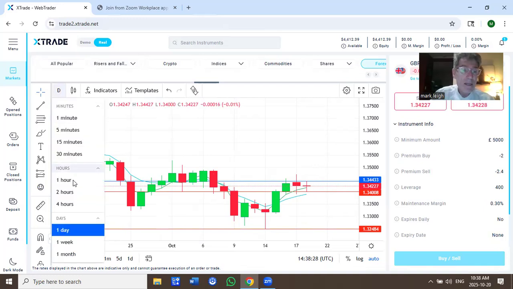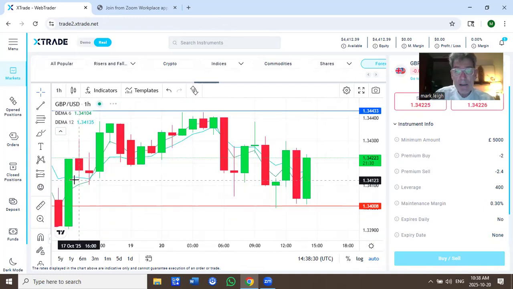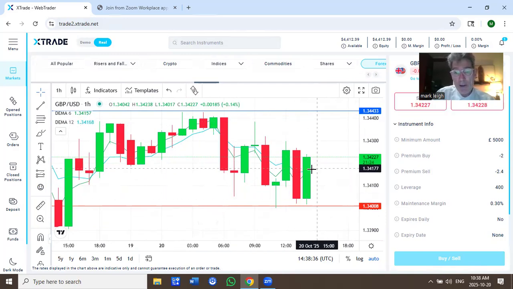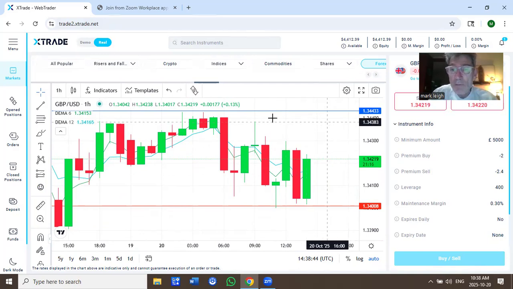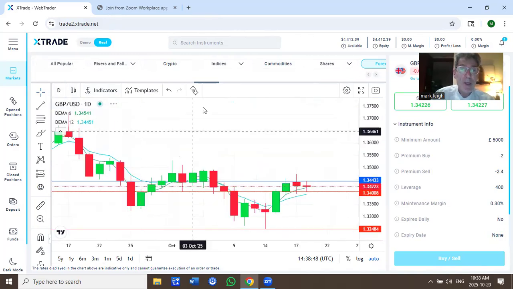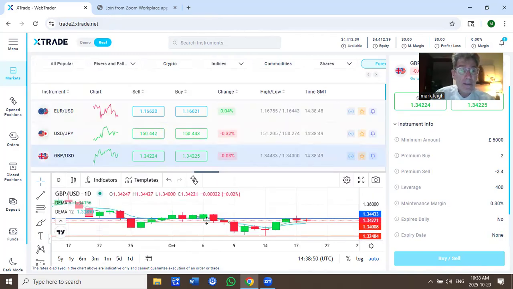134.43. And on the hourly, there you can see selling pound, buying US dollar. And here's the turnaround in this hourly candlestick, the green candle, buying pound, selling US dollar, looking up at the 134.43 intraday resistance level.